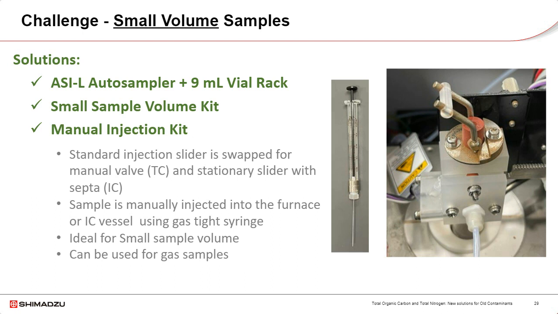Now we also have something we call the manual injection kit. This kit is for the measurement of extremely small volumes of samples and even gas samples. The kit utilizes manual valves that are installed in place of the automatic injection system, allowing you to use a gas-tight syringe, like the one pictured in this slide, to pull up sample and then manually inject it into the combustion tube for measurement. Because of the gas-tight syringe, you could even use liquids, but you could also measure gas samples if needed.